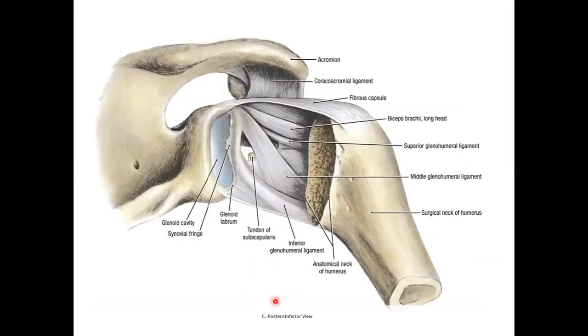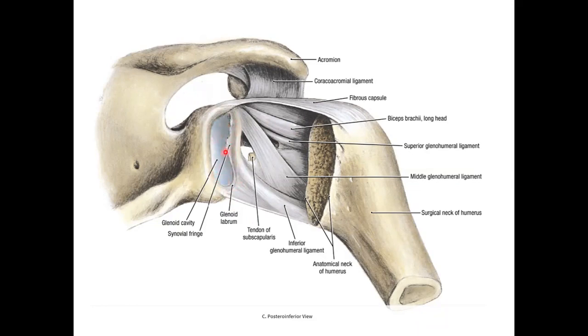So now in this picture, they've cut away and we're looking inside of the joint capsule of your glenohumeral joint. So you can see here's the cavity. This is the depression in your scapula. And you can see here the glenoid labrum. This is the area right around the glenoid.